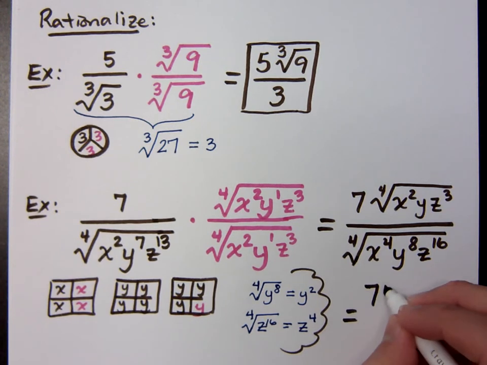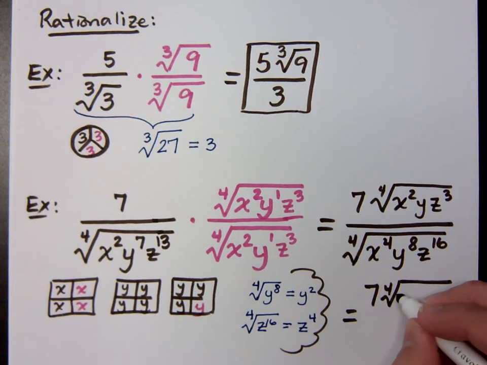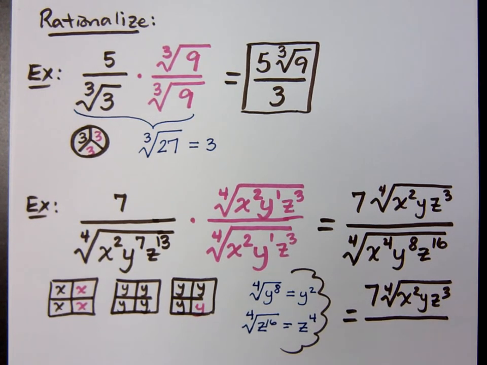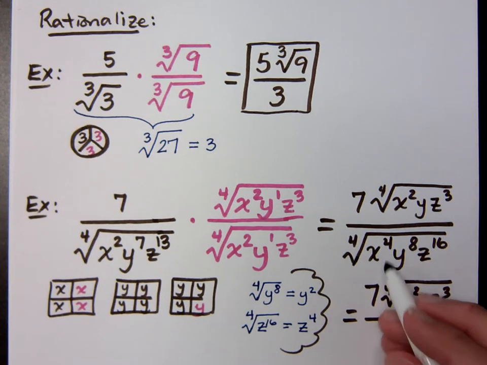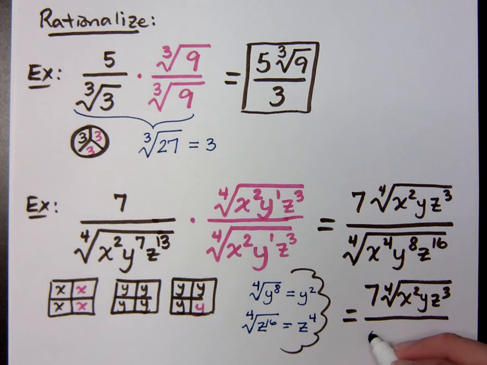So it's just going to be x, y, z? Well, I've got 7 fourth roots of x squared y z to the third. I don't have x, y, z in the denominator. What do I have? What's the fourth root of x to the fourth? X. I have x, y to the what? To the second, and z to the what? And z to the fourth. See, I only put in what was necessary.